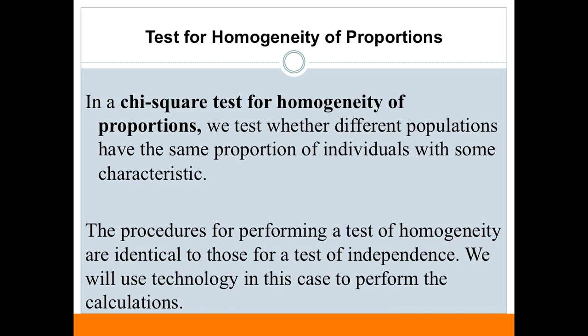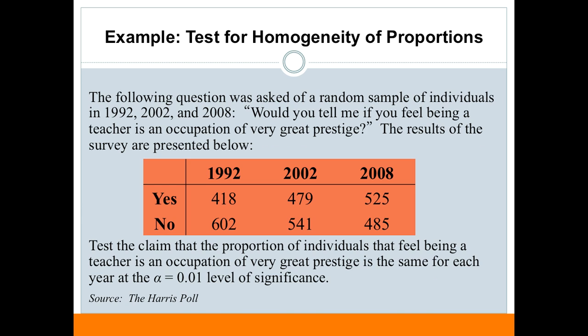Okay, last test is the test for the homogeneity of proportions. In a chi-square test for homogeneity of proportions, we test whether different populations have the same proportion of individuals with some characteristic. Now, the procedures for performing this test are actually completely identical to the test for independence. So I'm just going to rely on technology to show you how this one works.